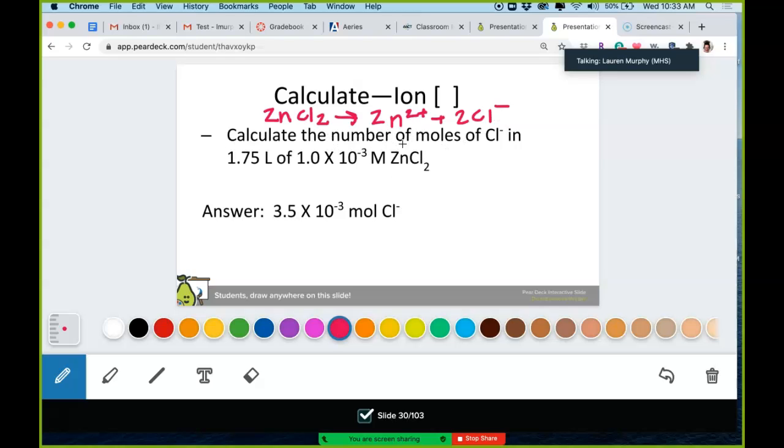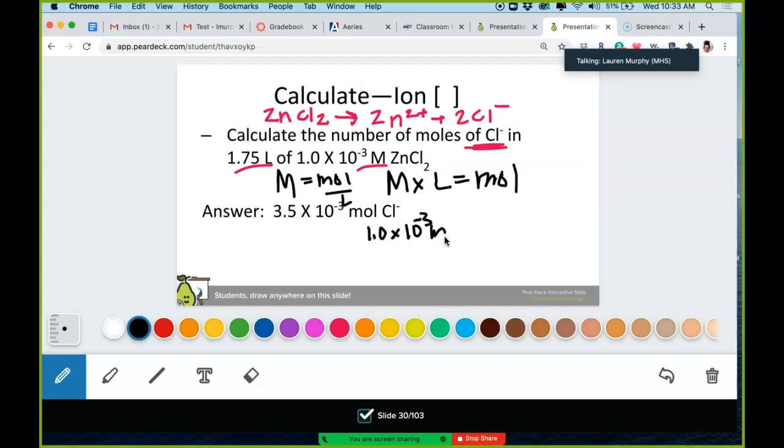Okay, so they want to know the number of moles of solely chloride ions in zinc chloride. They gave you molarity, they gave you volume, you can get moles. What's the equation? Molarity equals moles per liter. So you rearrange. Molarity times liters is moles. So the molarity is 1.0 times 10 to the negative 3 moles per liter times 1.75 liters. This cancels. And you end up with 0.00175, I think.